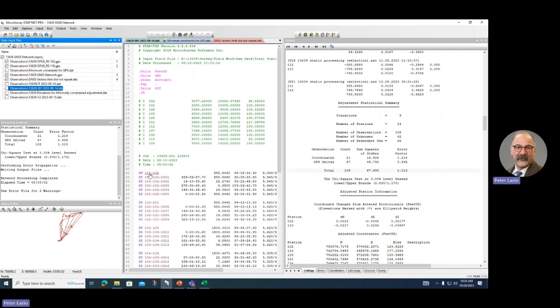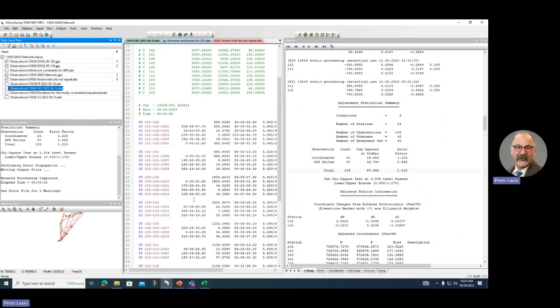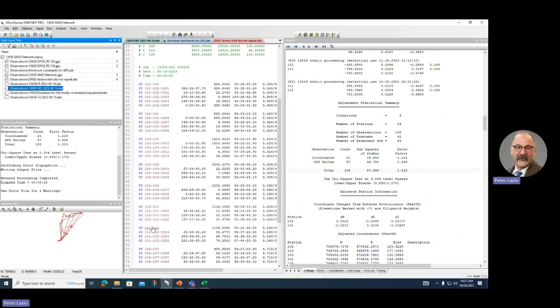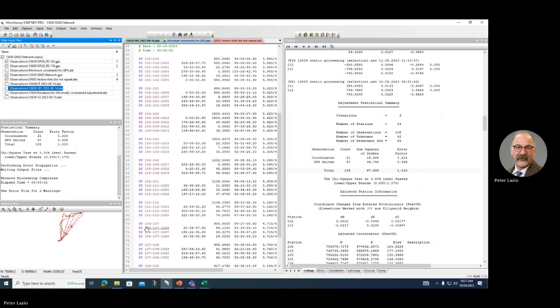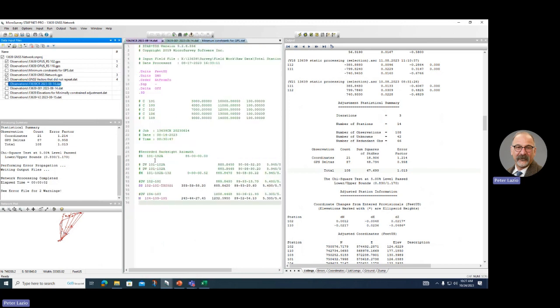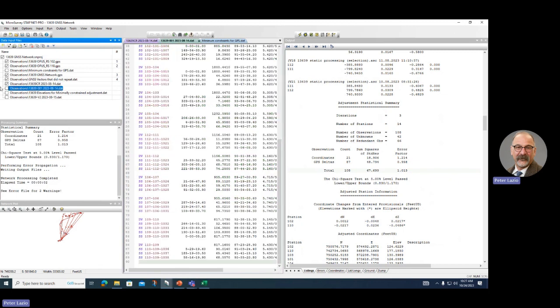So this distance from 101 to 102 ties to the references. The distance from 102, we measured in both directions: 102 to 101, 103 to 104, 104 to 103, 5 to 4, 12 to 11, 11 to 12, 6 to 7, 7 to 6. And then I think if I remember right, we had to send it back out to turn that angle. So I include now the conventional measurements, the total station measurements.